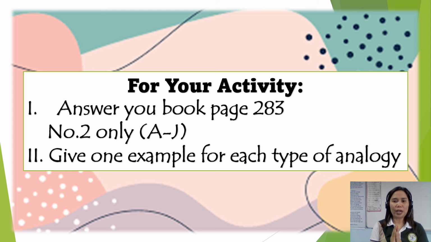And for your activity, please answer in your book, page 283, number 2 only, that is A to J. And give one example for each type of analogy.